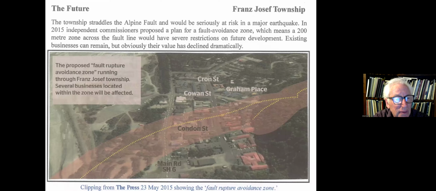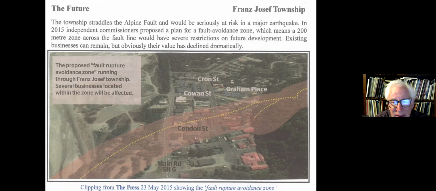So what's the future? Well, the township sits on the Alpine Fault, right on the Alpine Fault. This dotted line going along here is the Alpine Fault, and you can see it's in the midst of these buildings here. Here's the state highway going up here. So they decided that, well, we better be a bit careful, because if the Alpine Fault sort of gives way and there's a bit of an earthquake, we better have a safety zone. So they've got this 200-meter safety zone.